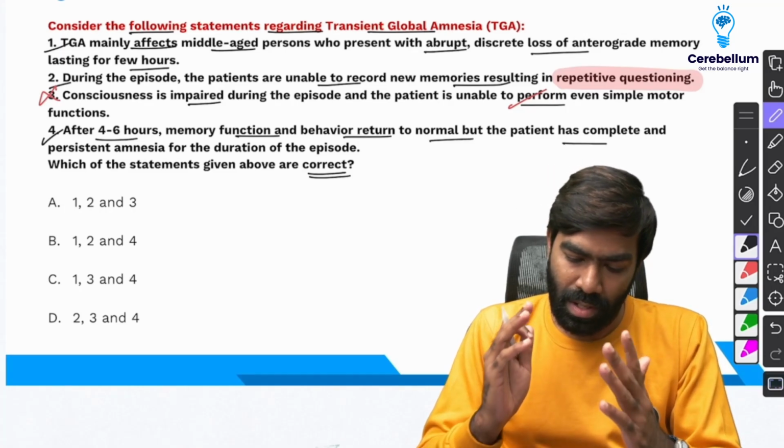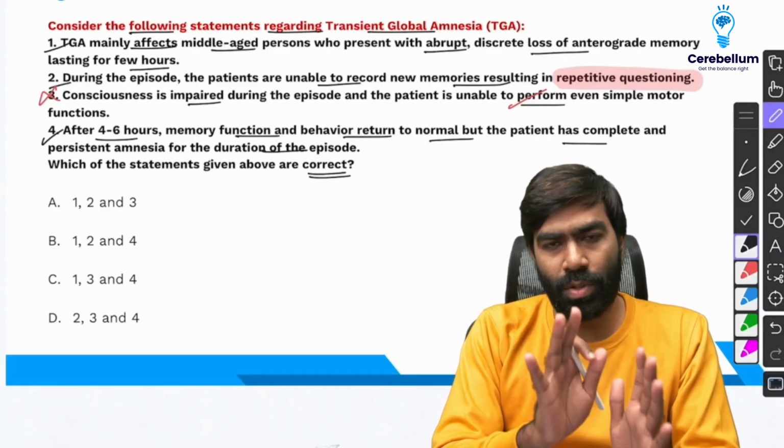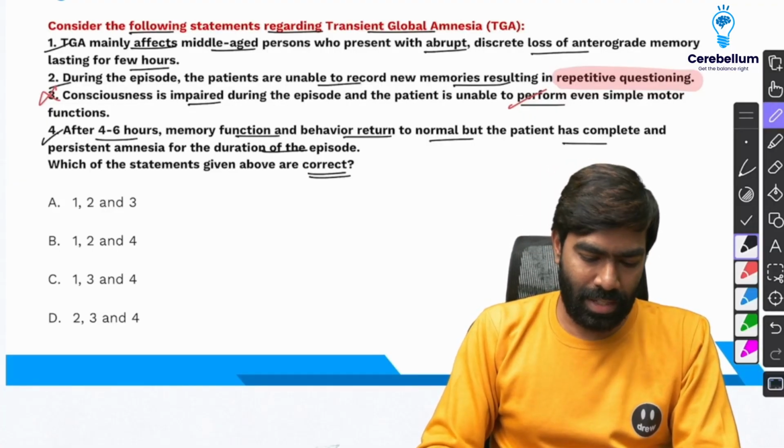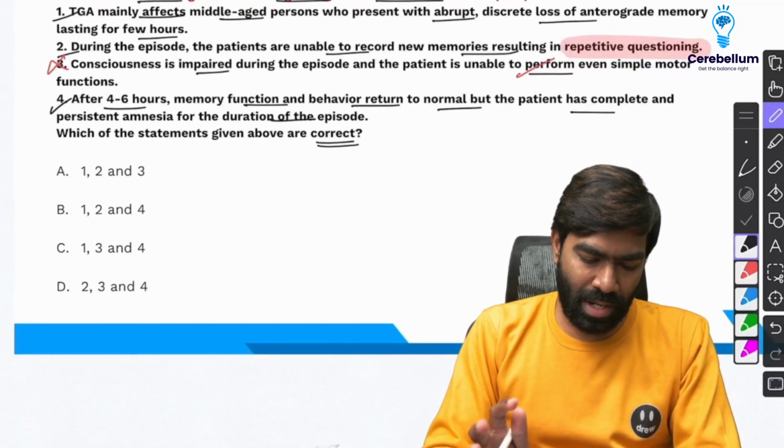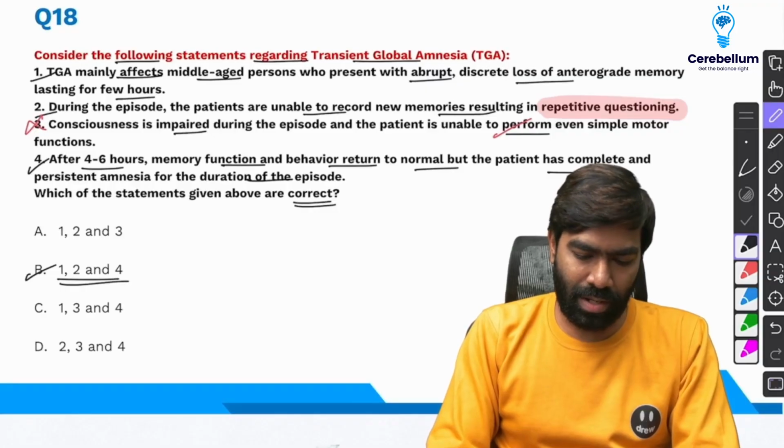True statement. But the patient has complete and persistent amnesia for the entire duration of the episode is also very, very characteristic of TGA. So except the third statement, the other three are correct. So I will go for option B. That is 1, 2 and 4 is correct.